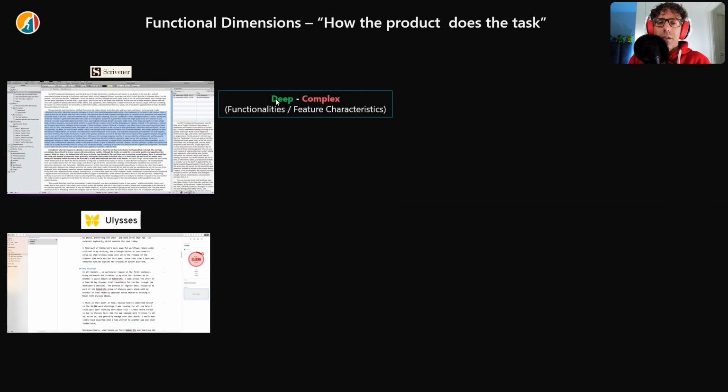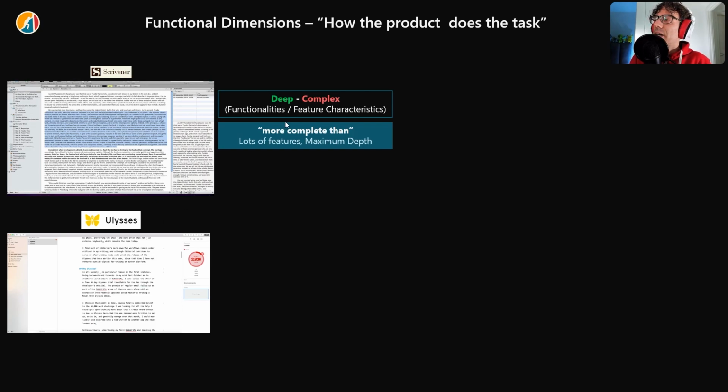Scrivener has depth. That means if you remember the perfect fit, there are functionalities, and it will have a lot of them, and then feature characteristics, like for each functionality, like the amount of options and complexity that you have. I will have also a lot of them. This is going to be perfect for some people. The trade-off is that it's going to be complex. They will present themselves as, yeah, we are more complete than anybody else. They are focusing on that functional dimension.